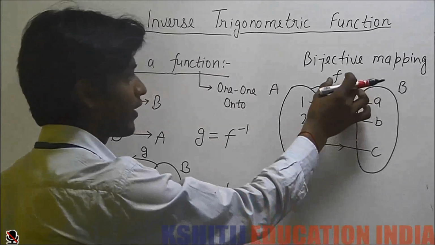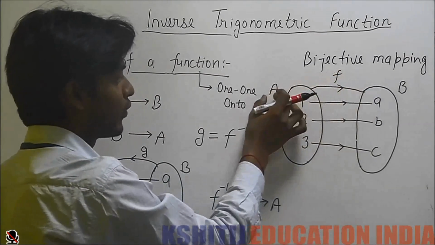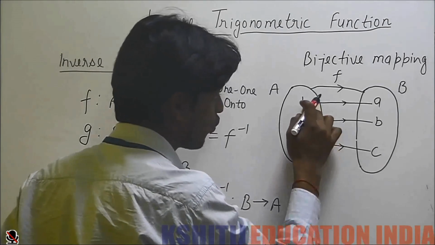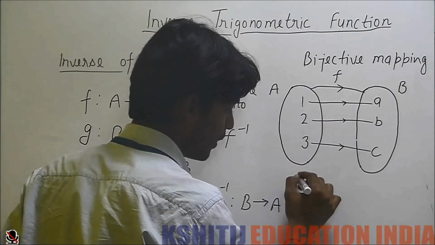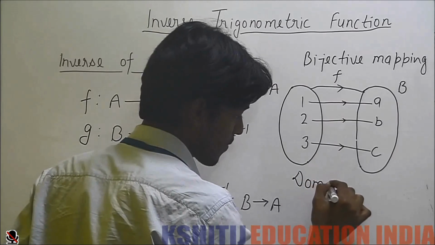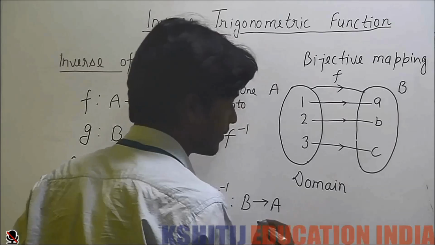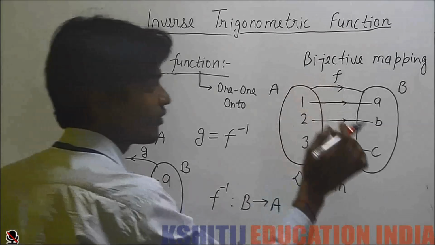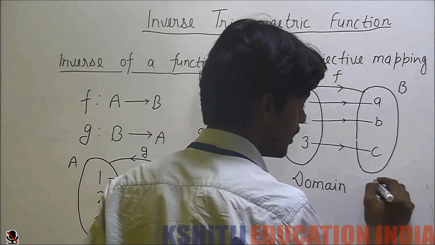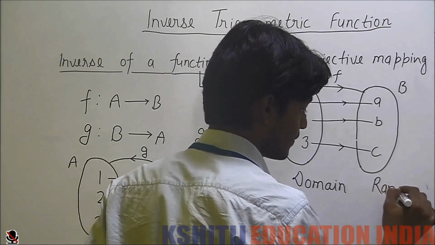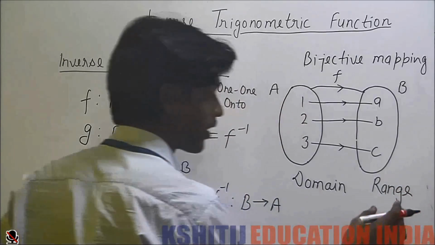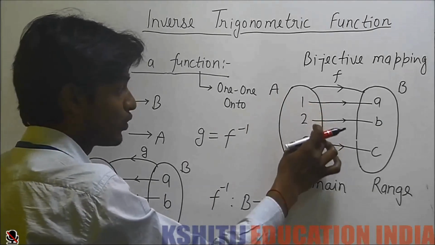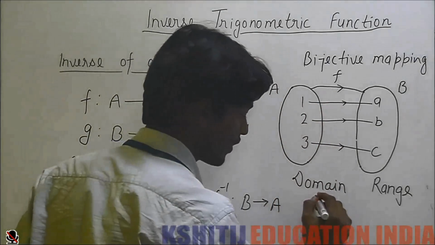Now, if any function f is defined from set A to set B, here set A contains the elements 1, 2, 3, which is the domain. So set A is the domain of the function f and set B is the range of the function f. The set A contains the elements 1, 2, 3, which are the domain of the given function f.